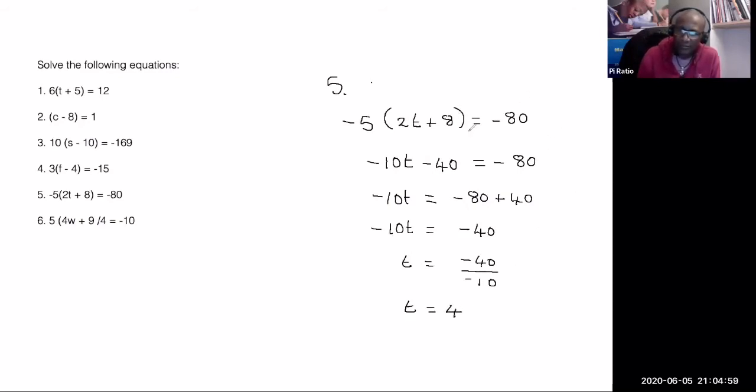And the way that's done, very simply, we multiply out the brackets as we do on this line here. And then on this line here, all we're doing is moving numbers. We had minus 40, we moved it across, becomes plus 40. Minus 80 plus 40 gives you minus 40. Now you have minus 10t equals minus 40. Minus 10 is in a times sum here, so when it comes over here, it becomes divide. And then the two minuses cancel themselves out, and 40 divided by 10 gives you 4. That's question number 5. 5 down, 1 to go.